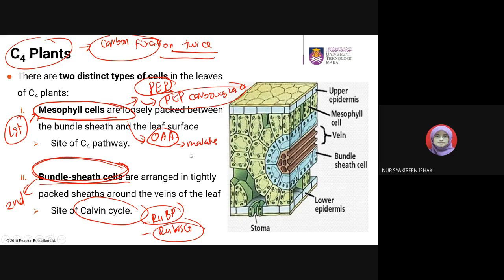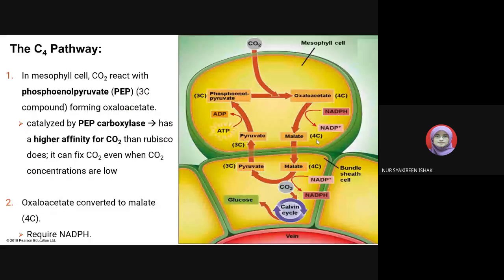Ingat tu. Okay. So disebabkan oleh bundle sheath adalah site of Calvin cycle, bundle sheath yang warna biru ni, okay, so dia akan menghasilkan sugar. So that's why dia kena dekat dengan vein. Okay, so the sugar will enter into the vein, to be distributed to other parts of the plant. Okay, so inilah dia punya pathway.